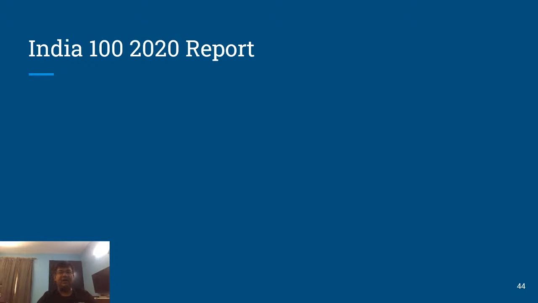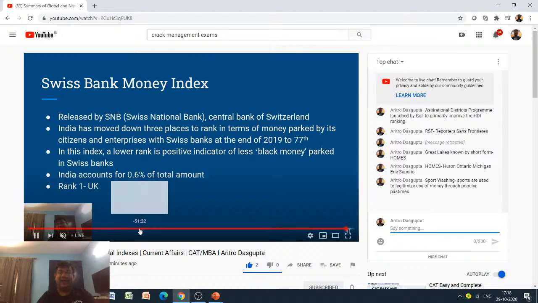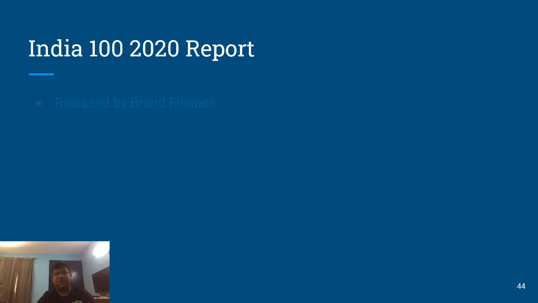This is the India 100 2020 report. So unlike the ones which I've done so far, this is one of those few which looks into private companies and not into countries or institutions. So which are these? Let's take a look. It's released by a very important magazine for finance and branding related stuff called Brand Finance.